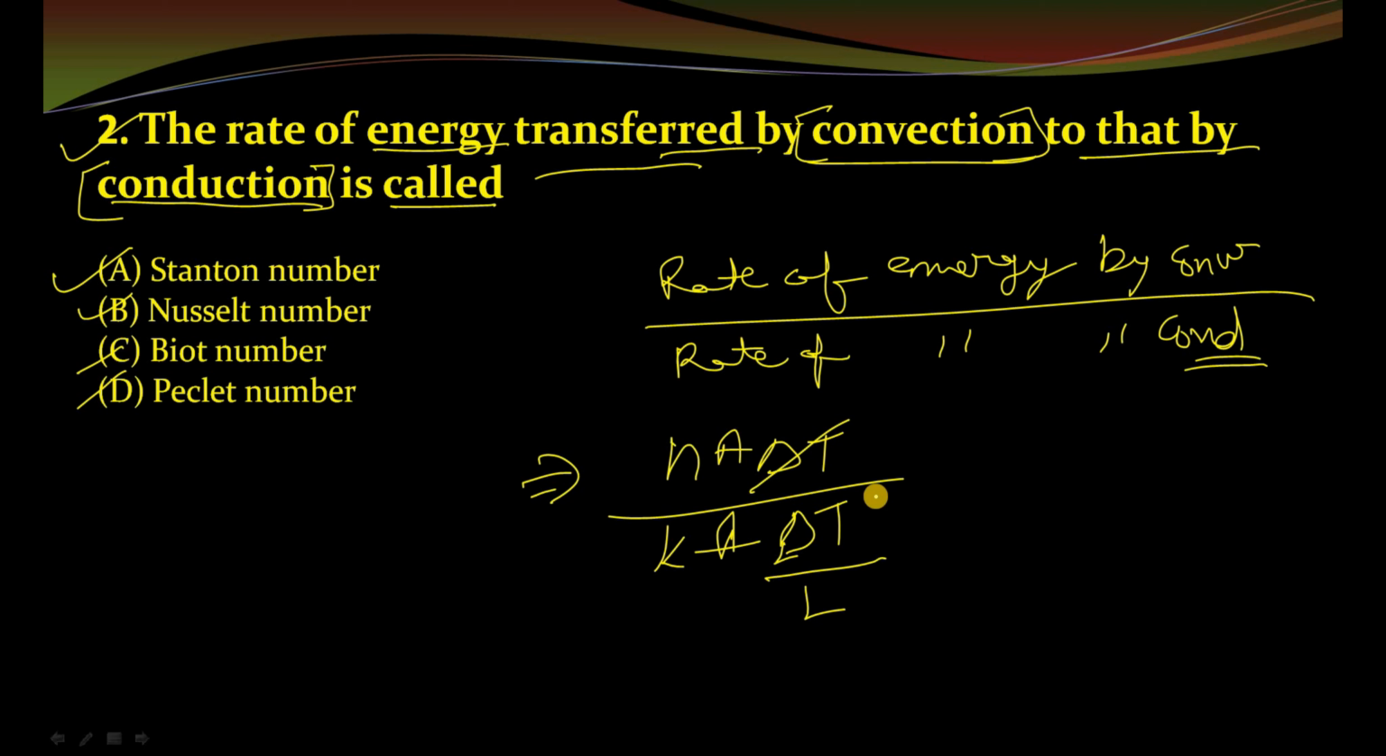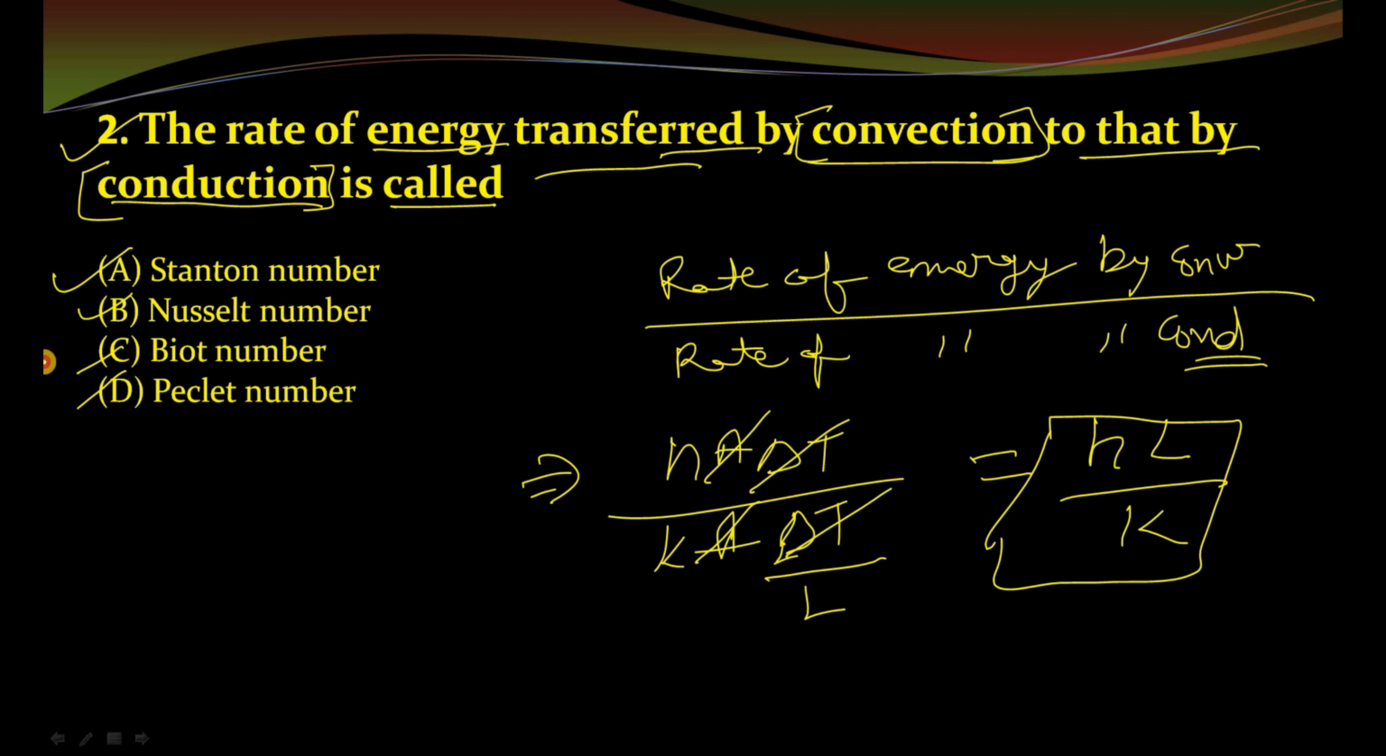So delta T and delta T can be cancelled out. A and A will also be cancelled out. So it will become h L by k. Now what is that? This is the formula of the Nusselt number. So the right option will be Nusselt number, that is B. And this is how we define the Nusselt number: convective heat transfer to conductive heat transfer. So this will be our answer, h L by k.